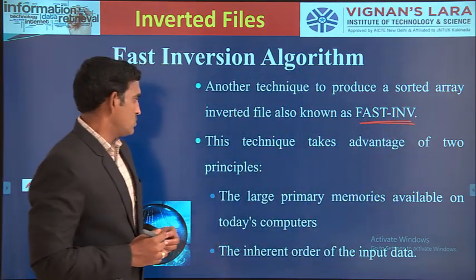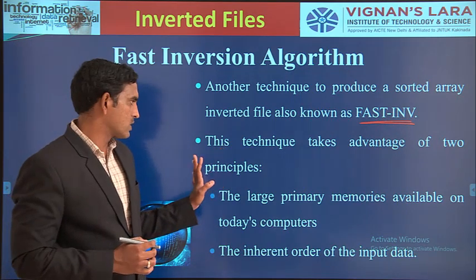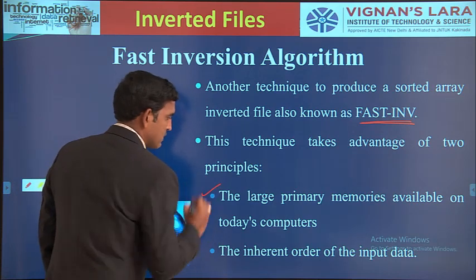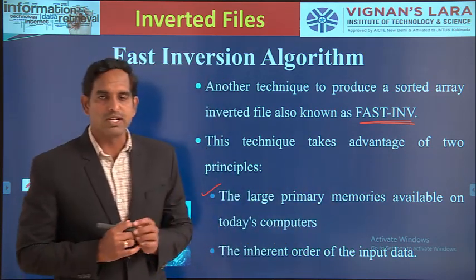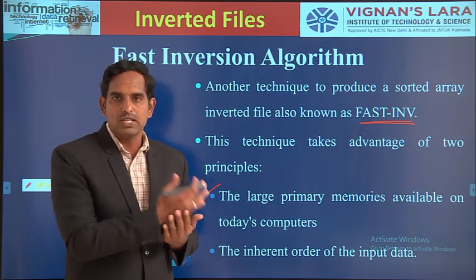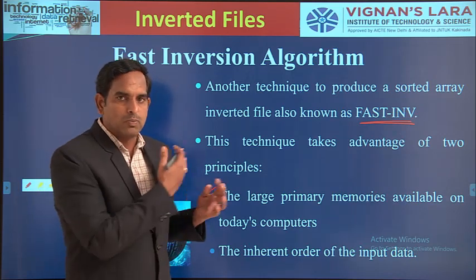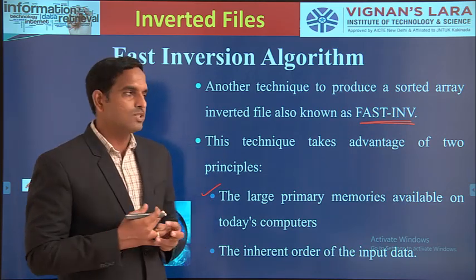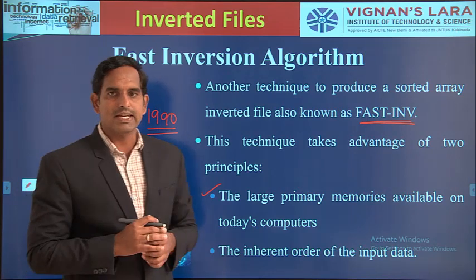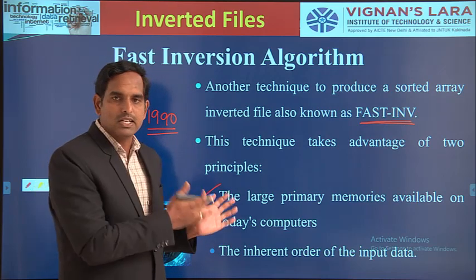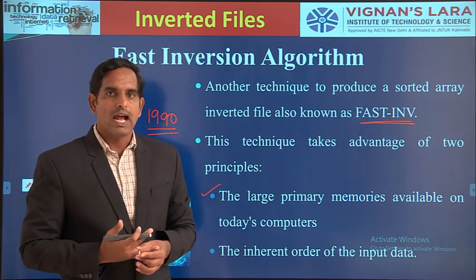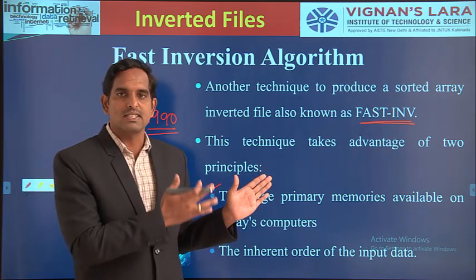This technique has two principles. It takes advantage of two principles. The first principle is that larger primary memory is available. Remember, the two techniques you have seen in the previous sessions are somewhat older methods. The fast inversion algorithm was introduced in the 1990s. During that time, the PCs or mainframes we were using had larger memories, in the sense of primary memory.